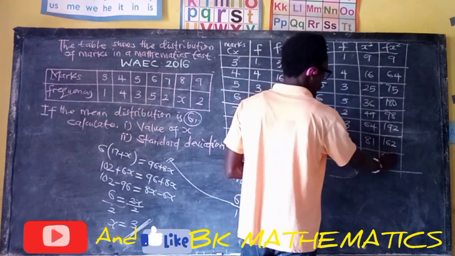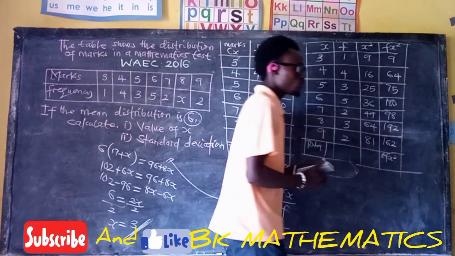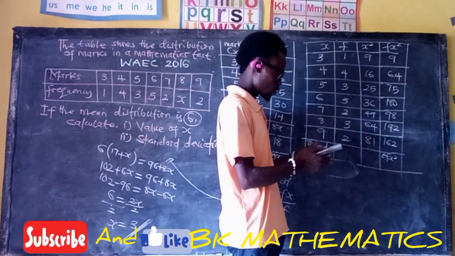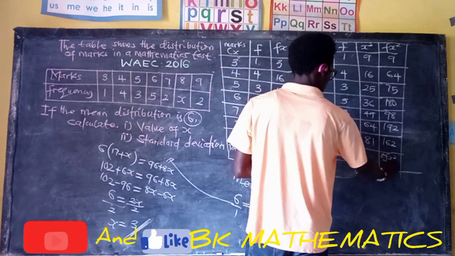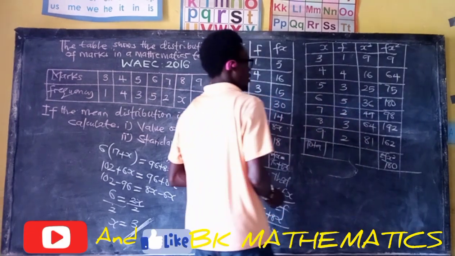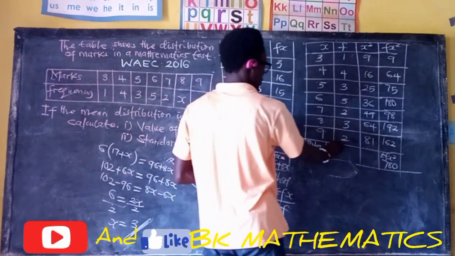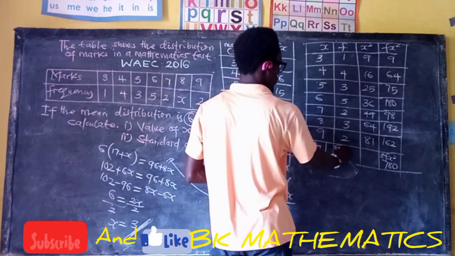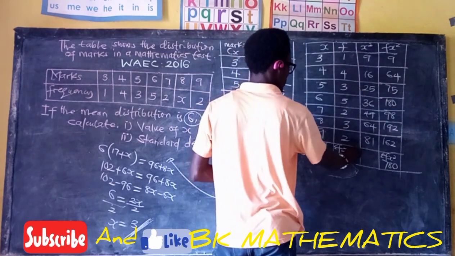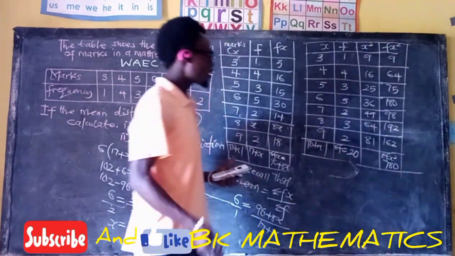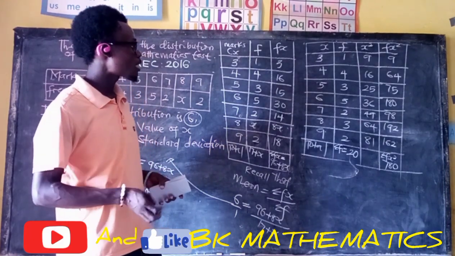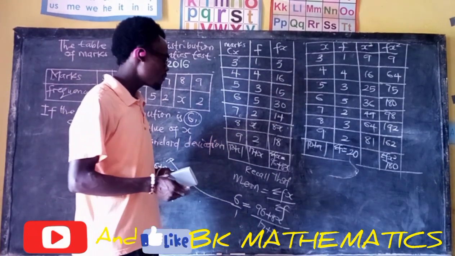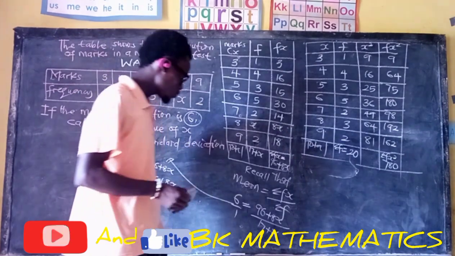Now we add these. This is my fx squared. If you add this one, you are going to have 780. Then adding the f gives 20. Then the next step, we want to calculate the standard deviation of this distribution.